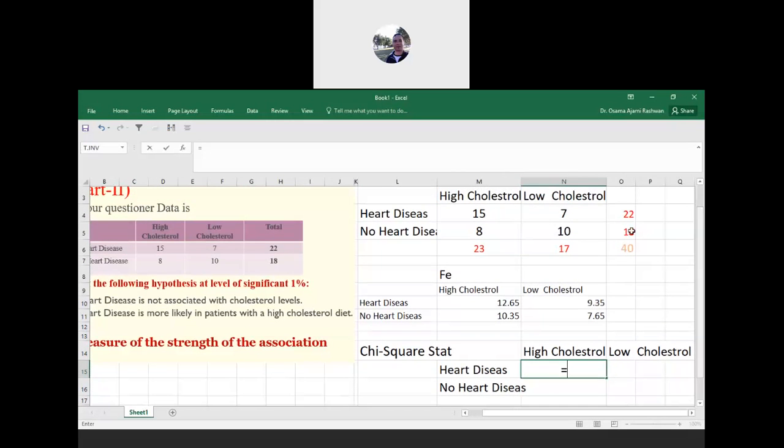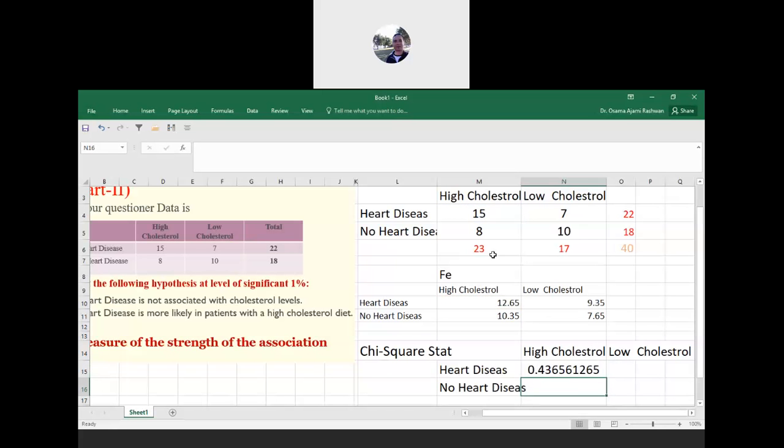I'll go for the first one, which is 15, right? So I open bracket because I'm going to square this: 15 minus the corresponding expected frequency, close it, square it, divide by what? By the expected, right? So by this one again, so press equal. So this is my first chi-square for the first cell, right? For high cholesterol and heart disease.